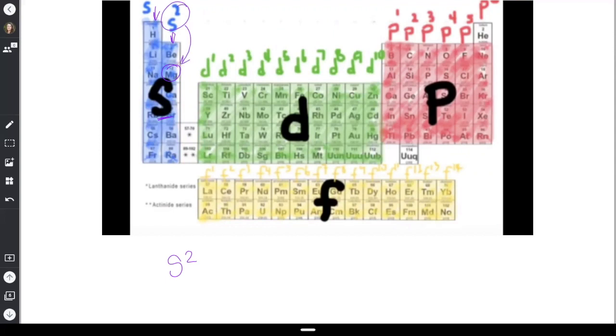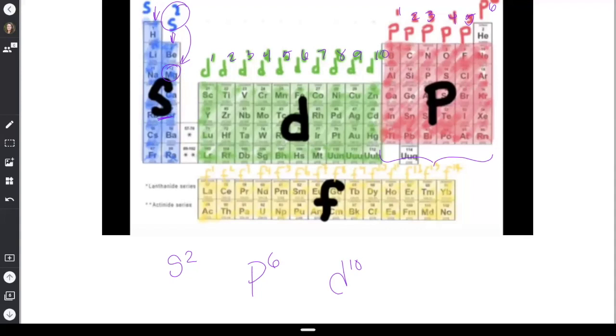Remember, p could hold 6. Well, let's look at our p block over here. How many columns are in our p block? 1, 2, 3, 4, 5, and 6. And then we had our d, which could hold 10. And as you'll see, it also has 1, 2, 3, 4, 5, 6, 7, 8, 9, 10 columns in your d block. So see how those go together.